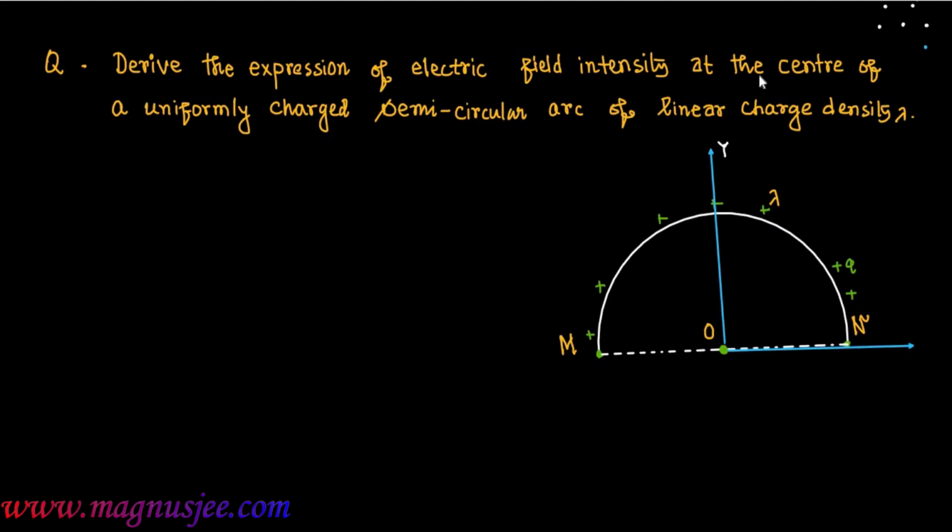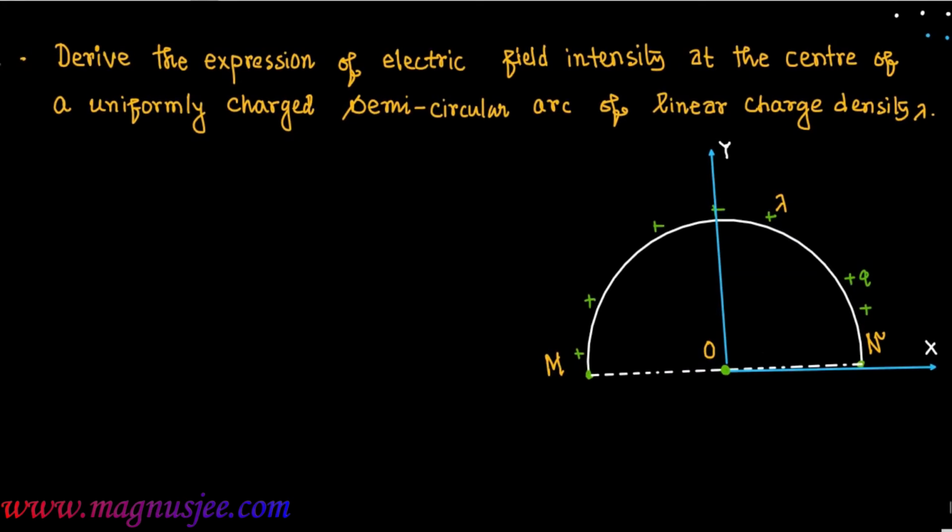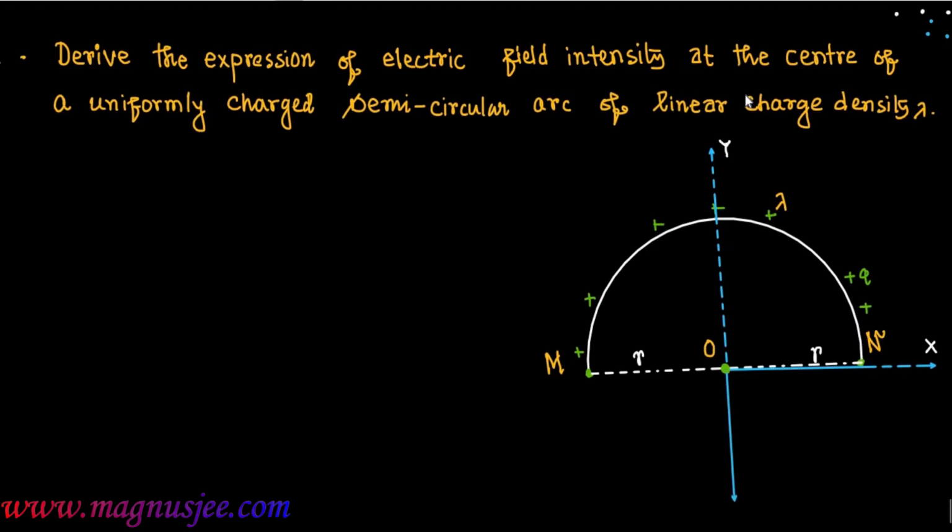Also, we can denote y and x axis, which are mutually perpendicular to each other at the center O of the semicircular arc. X-axis is along the diameter MN and y-axis is perpendicular to the diameter MN. R is the radius of this semicircular arc. We can extend the negative y-axis. We can denote negative y-axis, that is y prime.